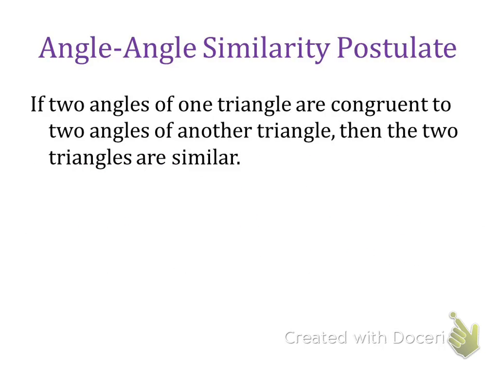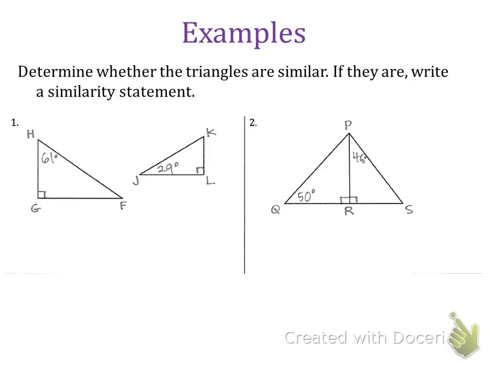So the angle-angle similarity postulate: if two angles of one triangle are congruent to two angles of another triangle, then the two triangles are similar. The triangles could be congruent, but we at least definitely know they're similar. So let's decorate our pictures to what we see up there.